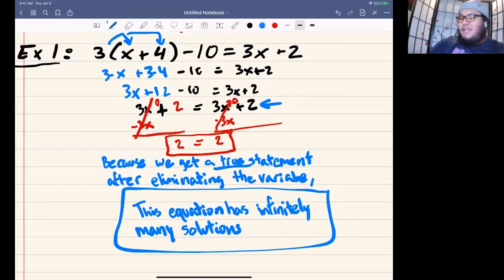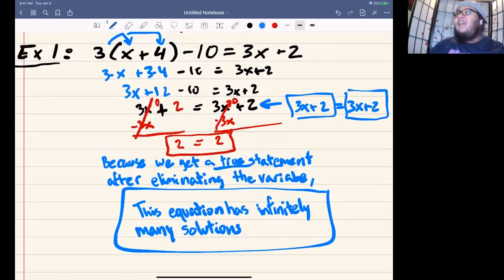Look, we have 3x plus 2 is equal to 3x plus 2, right? These two things are the same value, right? So if it's 3x here and you plug in 0, you're gonna get 0 plus 2. And you plug in 0 here, you're gonna get 0 plus 2, right? It's gonna be the same. You plug in a 2 here, you plug in a 2 here, it's gonna be the same thing.